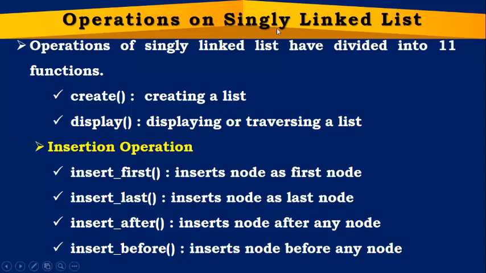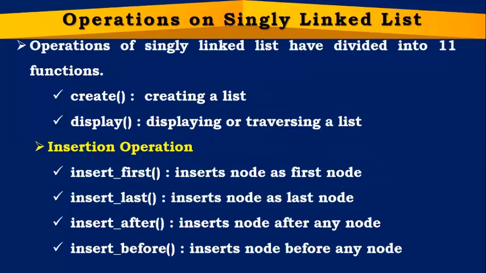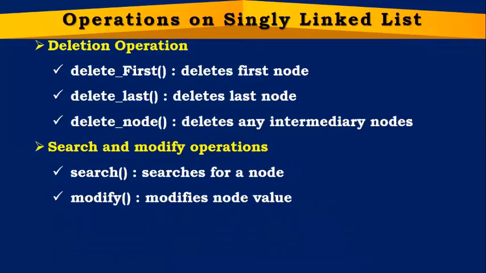Right? So now it is very clear for you that there are 6 operations that we are going to perform in single linked list, and these 6 operations have been divided into 11 functions: create, display, insert first, insert last, insert after, insert before, delete first, delete last, delete node, search, and modify.